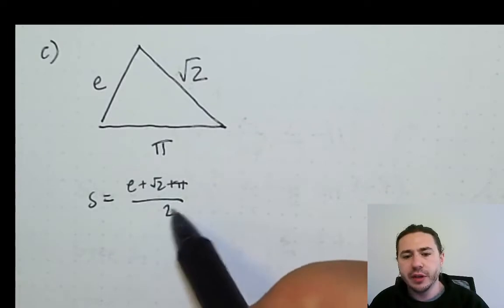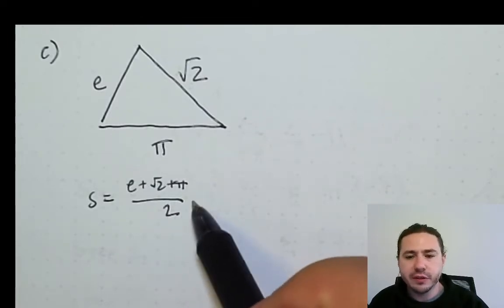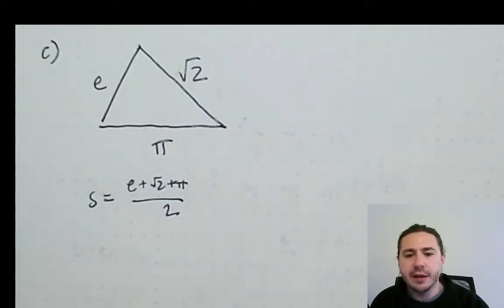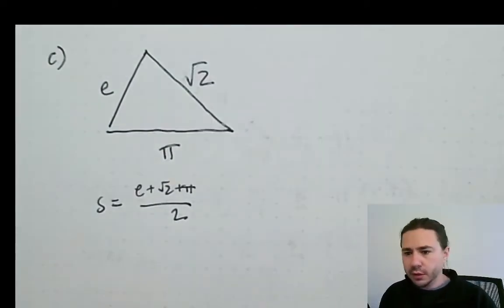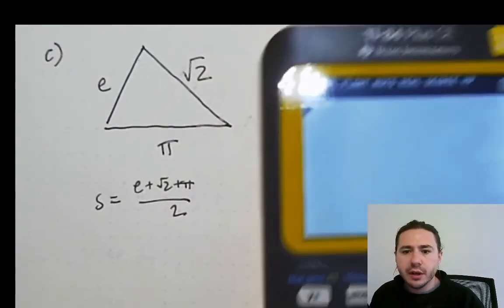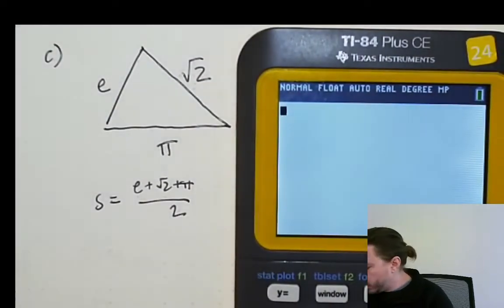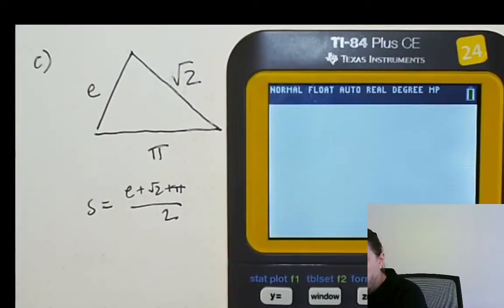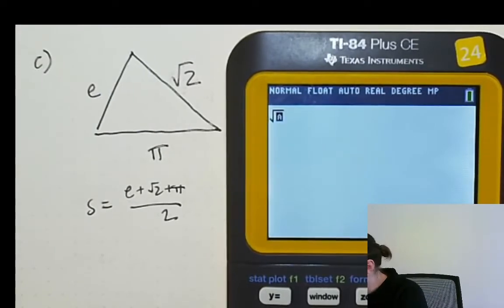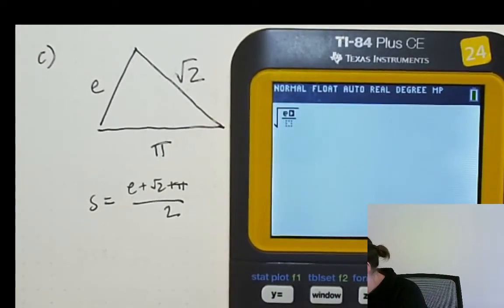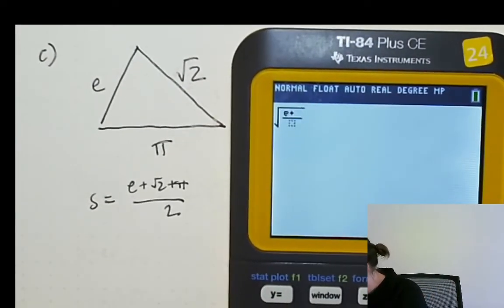One thing you could do is you could put this in the calculator by using the store function. Let me show you how that works. So to use the store function, let me get that glare out. There we go. We're going to type in the whole thing. So we've got square root of e plus root 2.